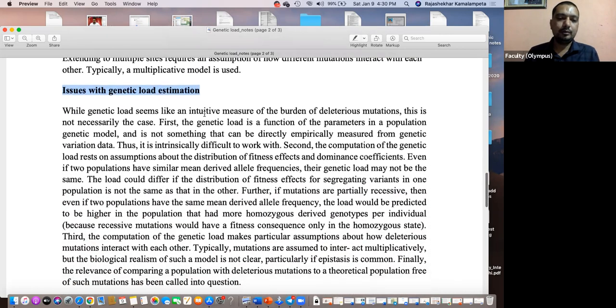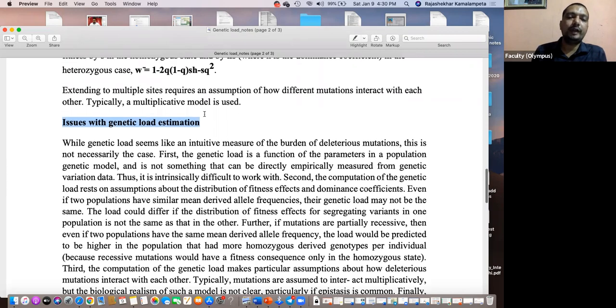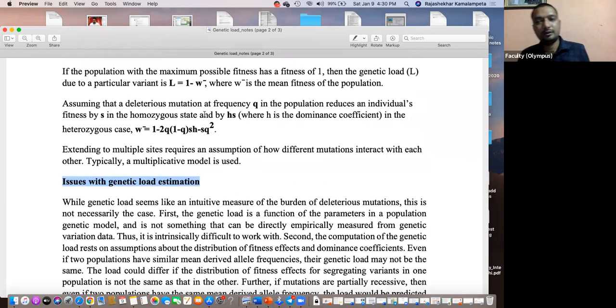So I'll briefly tell you about these assumptions. Okay. So if you can add some value to this answer of how genetic load is influenced and where the issues in estimating genetic load are, that will be great. Otherwise, you focus on the factors that influence them. The causes of genetic load could be the go-to area.